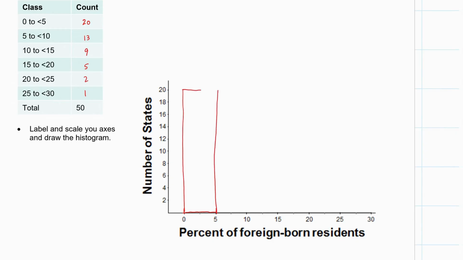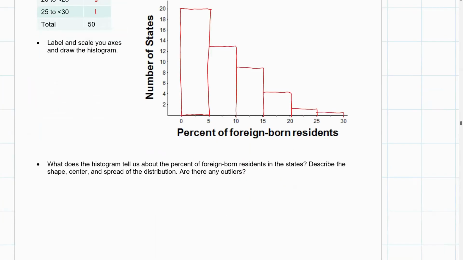There we go. And there's our bar that's 20. Now, for histograms, these bars do touch because they represent a continuum of data. Let's see if I can get them all in. This one's 2, and this one's 1. There we go. And there's our histogram. All right, we got the labels on there. That's a good histogram.